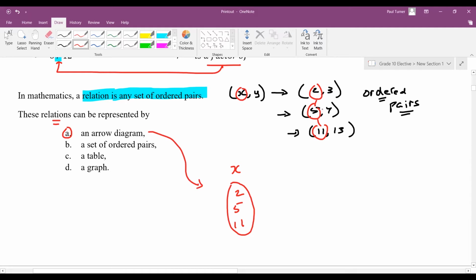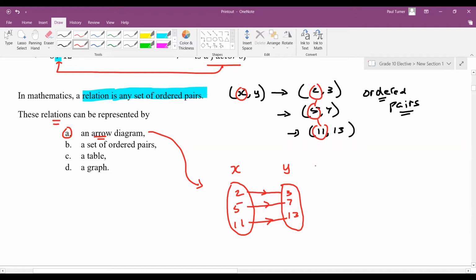The ordered pairs are actually written there, so I'll do that in a minute. And the y we write here, like that. And then we draw an arrow to link them. So this is 3, 7, 13, like that. So we join them like that, and there will be an arrow put in the middle there. Okay, so this is an example of an arrow diagram. The arrows are in the middle here.